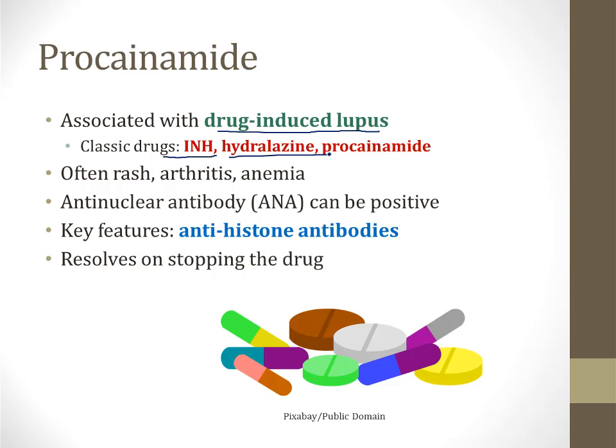Patients who develop drug-induced lupus often develop a rash and arthritis and anemia. This is all similar to traditional lupus. Their ANA or anti-nuclear antibody test can be positive just like in traditional lupus, but a unique feature of drug-induced lupus is the presence of antihistone antibodies. These antibodies are rarely seen in traditional lupus. They're much more commonly associated with drug-induced lupus, and this syndrome resolves when you stop the drug.